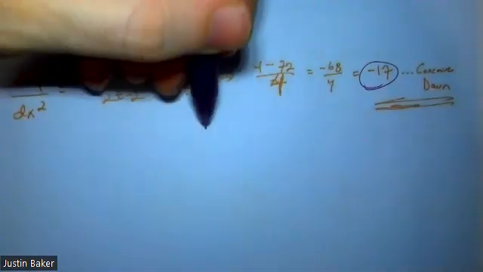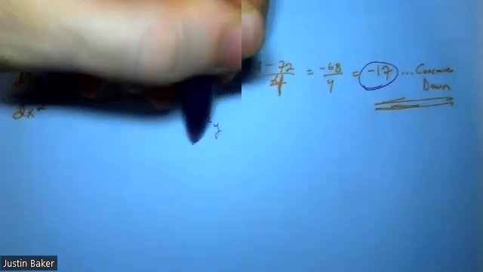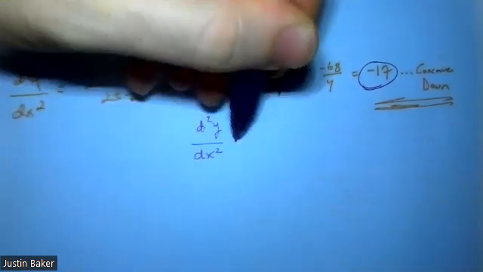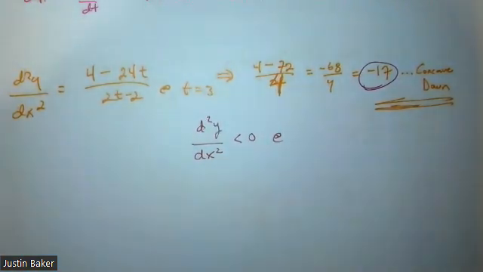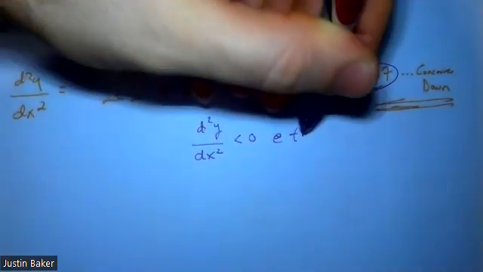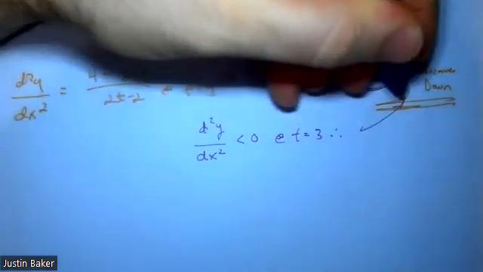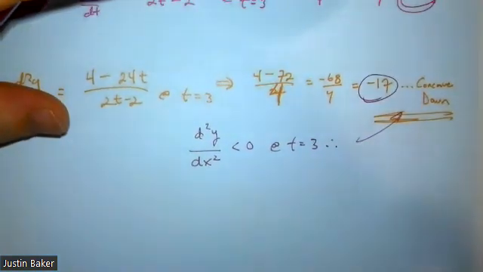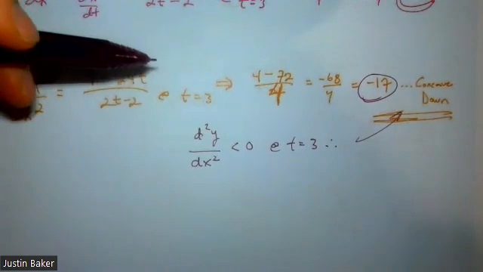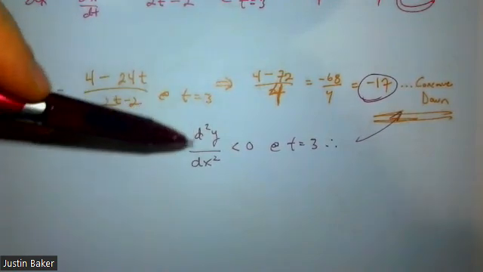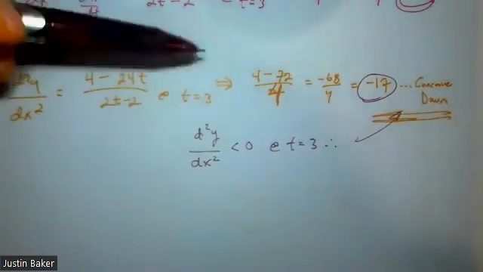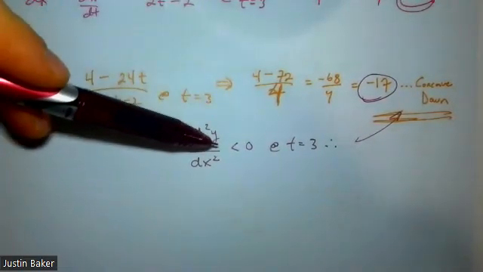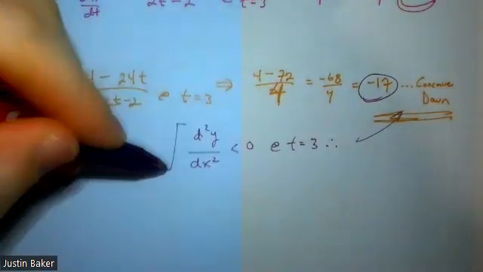I think you could say something like d2y dx squared is less than 0 at t equals 3, therefore concave down. I think that would fly. But you've got to make some kind of statement that you understand that concave down means the second derivative is negative. I don't know that you would have to show the exact value of it, but I would do at least something like this.